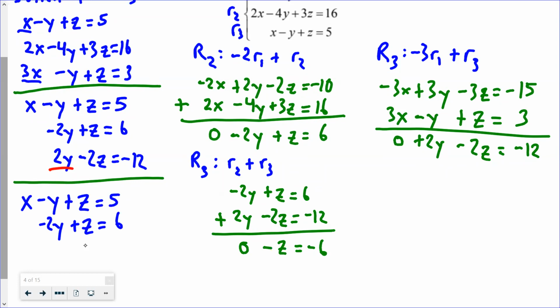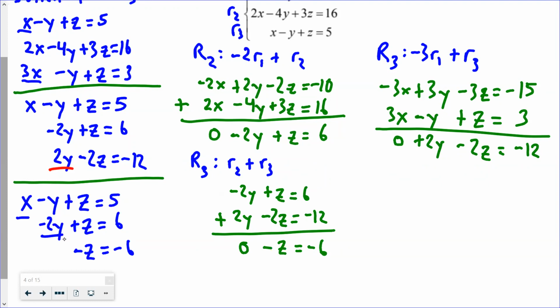And now the third row is negative z is equal to negative 6. All right, guys, this is looking good. I don't have anything under this x right here, and I don't have anything under that y. That's good. Now, the only thing I need to change is we want the coefficients to be 1.